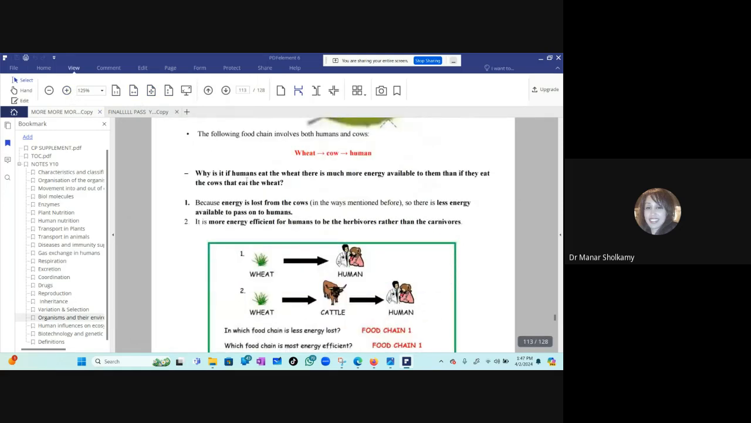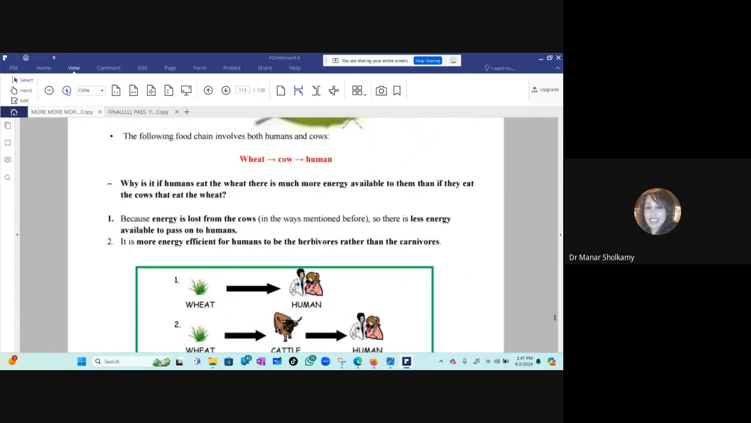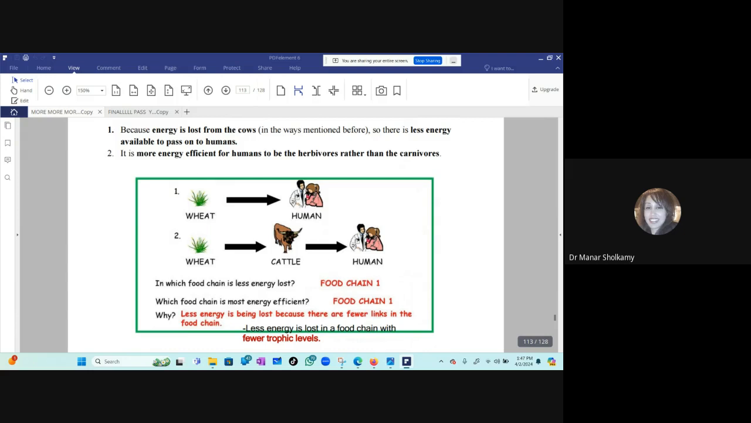Okay, here. What if humans eat the wheat? Why is it if humans eat the wheat, there is more energy available to them than if they eat the cow? So we said always that when the humans are the herbivores, this is much better. When the human eats the wheat directly, look at the first food chain, we have fewer trophic levels. The human will receive more energy. But in the second food chain, the human is the secondary consumer. The wheat is first eaten by the cattle, and then the cattle will be eaten by the human.